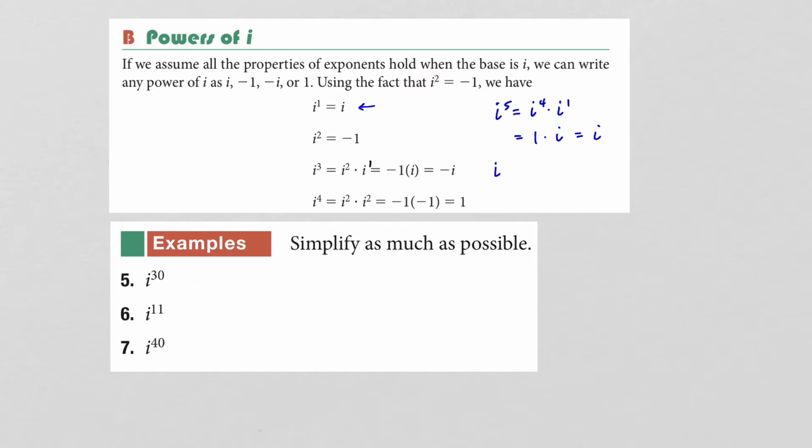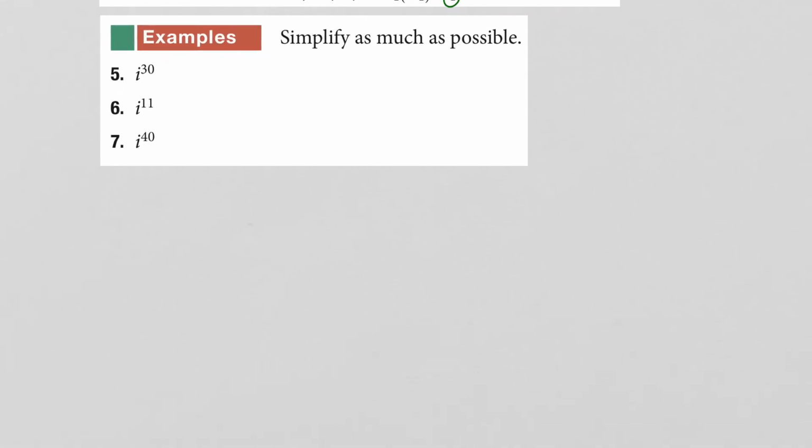And I'll do one more. i to the sixth power can be thought of as i to the fourth power times i to the second power, which is 1 times negative 1, which is negative 1, and that's this one here. And so we keep going through these same 4 values anytime you take a power of i. So a power of i is always i, negative 1, negative i, or positive 1. So let's take a look at some examples.